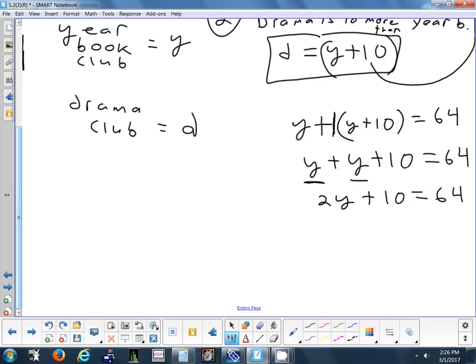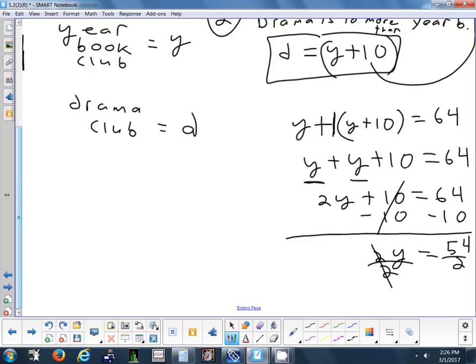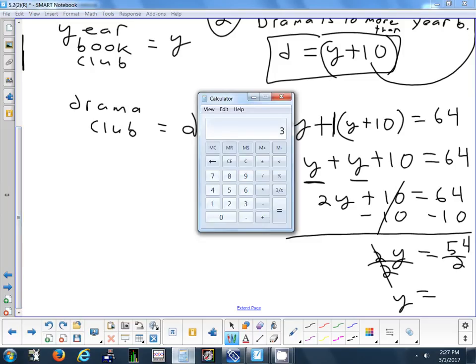Somebody else? How am I going to move a plus 10? Yep. Subtract it from both sides. So now you might be starting to see what some people were saying. Take the 64, subtract 10 from it, and then, what did they say to do after that? Divide it by 2, which is exactly what happens when you solve the system. So what's 54 divided by 2? We can use our calculator if we need to. It should come out to 27.